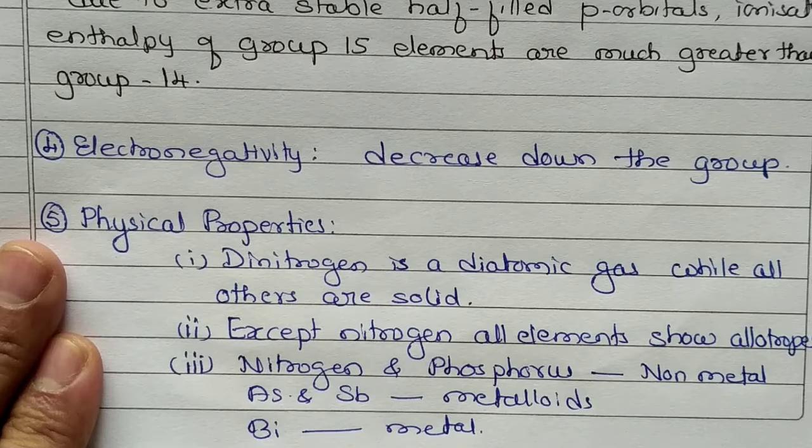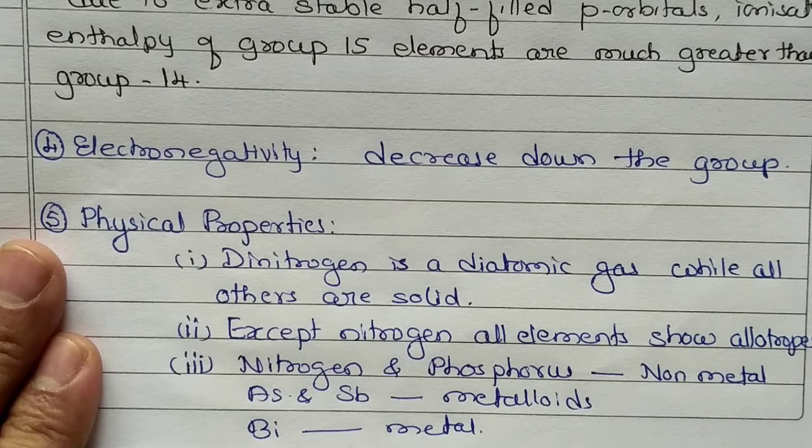Nitrogen is found inside the earth. How does it occur? It occurs in the form of nitrates, that is sodium nitrate, which is called Chile saltpeter, and potassium nitrate, KNO3, which is also known as Indian saltpeter.